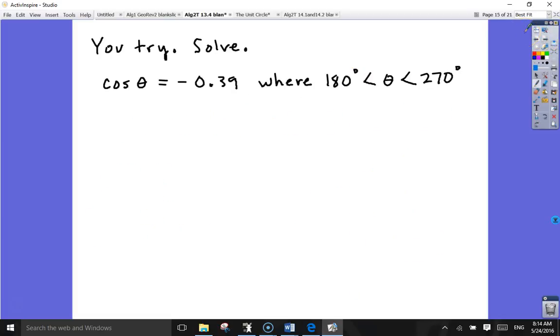So try to do that one. Cosine equals negative 0.39. All right, find theta in between 180 and 270. Which quadrant is that in? That's 3. So you're trying to find the answer in 3 when you know the cosine inverse is only going to give you answers in 1 and 2. So you have to figure out the geometry, where does it go?